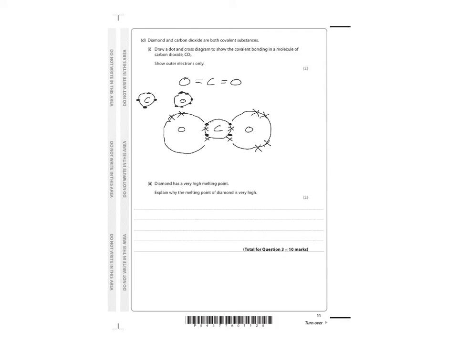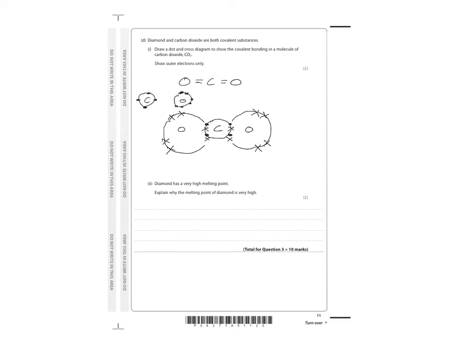1, 2, 3, 4. Now, when you've done that, to check it, you need to check that each atom, using the other electrons for the other atom, has 8 electrons. It's as if each atom has 8 electrons in its outer shell.